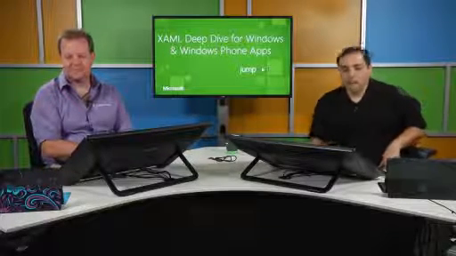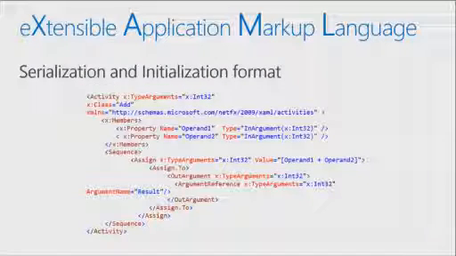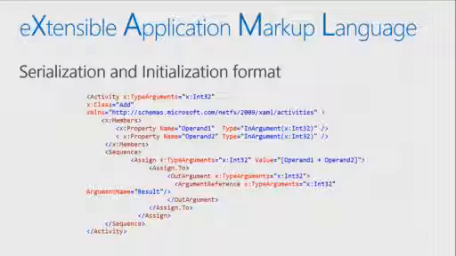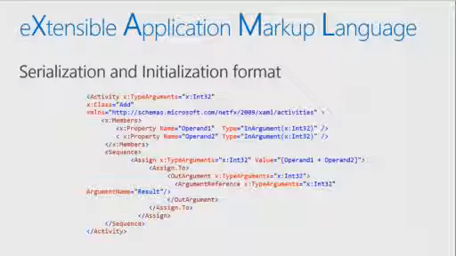All right, here we go with the basics. XAML stands for Extensible Application Markup Language. Again, we've been doing it long enough where it used to stand for Extensible Avalon Markup Language. But now the official name is Extensible Application Markup Language. And it's pronounced "zammel," kind of sounds like you're pronouncing it with a Z. And all it is is a serialization and initialization format.